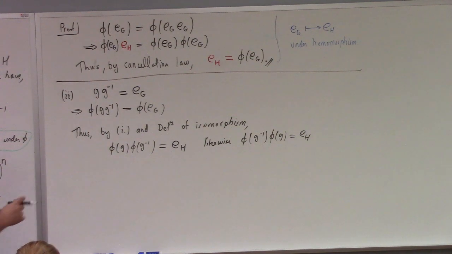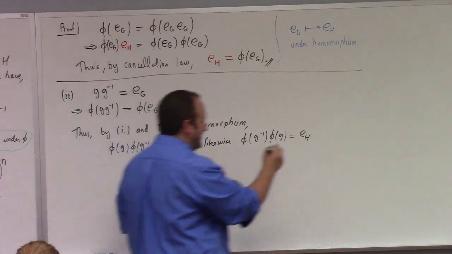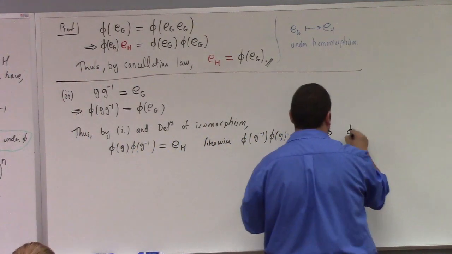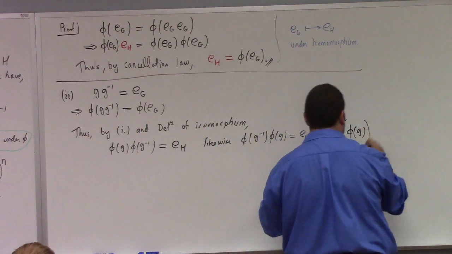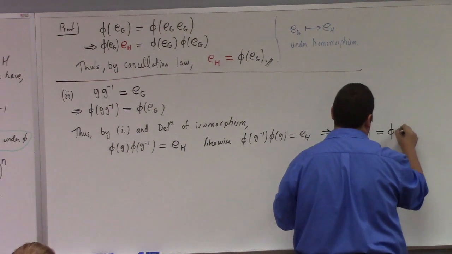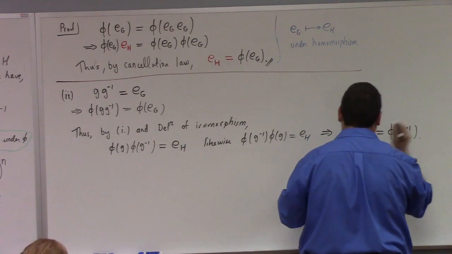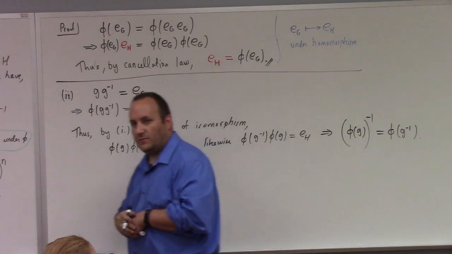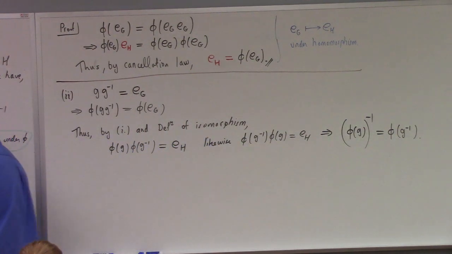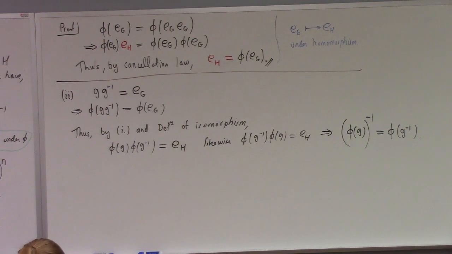I'm sorry, I need to write it down. Stupid English. Phi of G inverse is equal to phi of G, parentheses, inverse. By the way, did we need to use onto or one-to-one there? I don't think so, right? So again, this would also be true for a homomorphism.